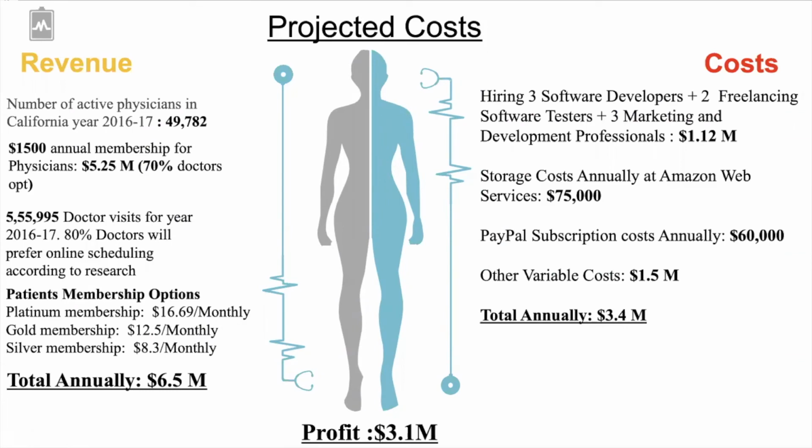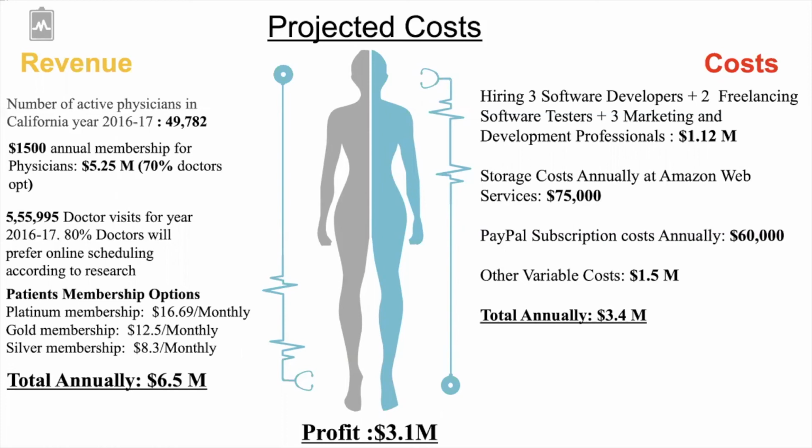Now we will talk about projected costs. So we found out that in the year 2016-17, the total number of active physicians in California was 49,782. And also, on research by Health Grid Analytics, we found that 70% of doctors would opt for online scheduling of appointments. So by that, we set up a fee of $1,500 for the doctors and $16.69 monthly for the platinum membership of patients. By this, the total annual income would be 6.5 million.